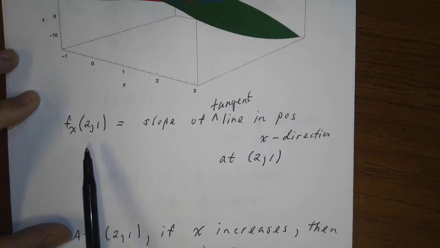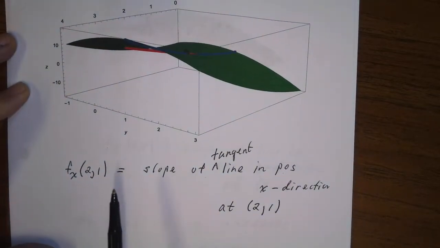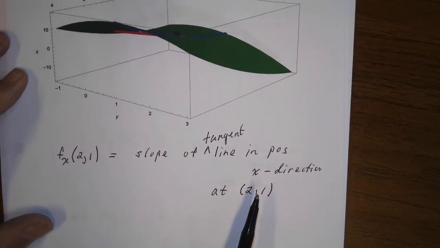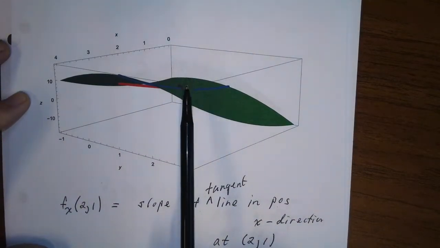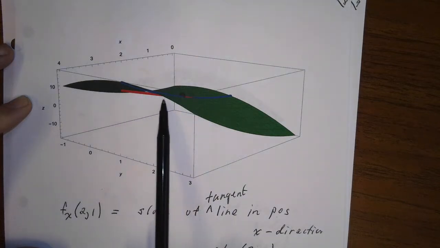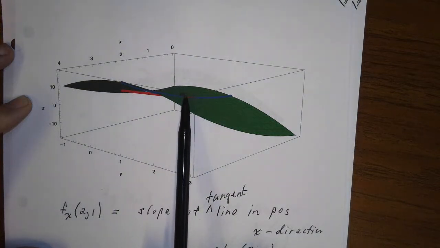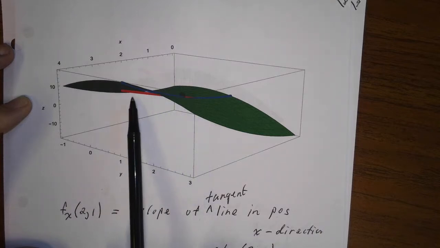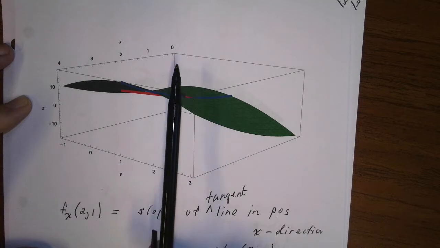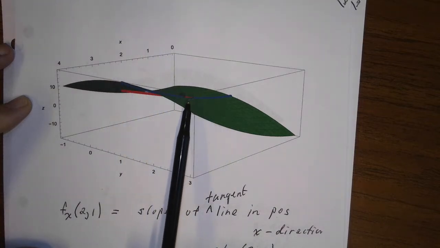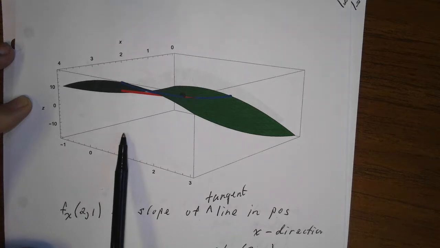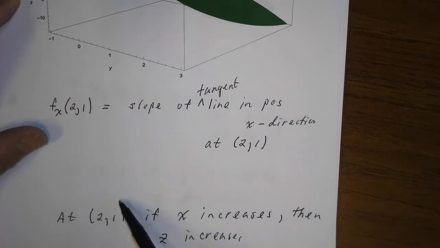So the partial of f with respect to x at (2, 1) is the slope of the tangent line in the positive x direction at (2, 1). Now it's somewhat hard to see in my illustration, but there is a tangent line drawn in red. That tangent line is at the point (2, 1), and it's where y is fixed at 1 and x is changing. And notice how as x increases, that line has the property that its outputs, its z values, are getting larger as well.